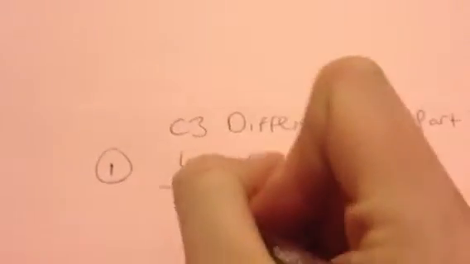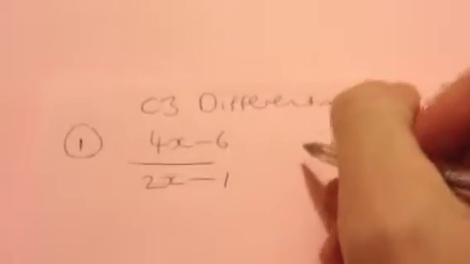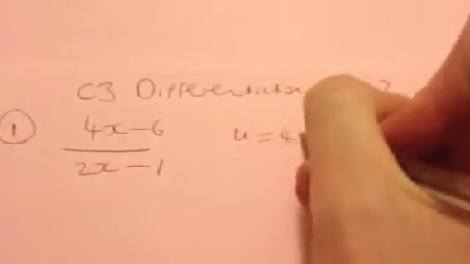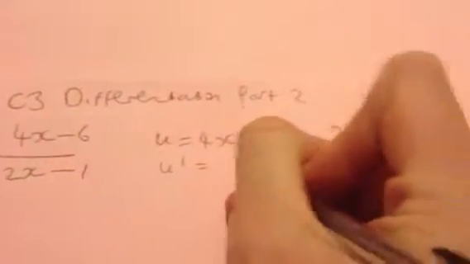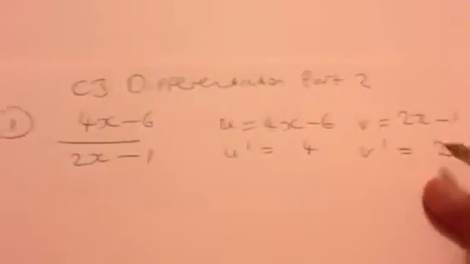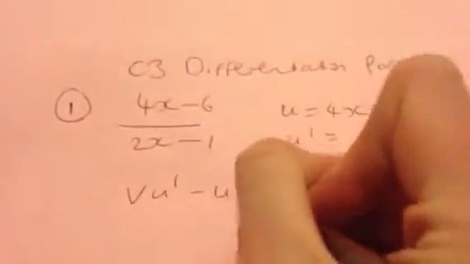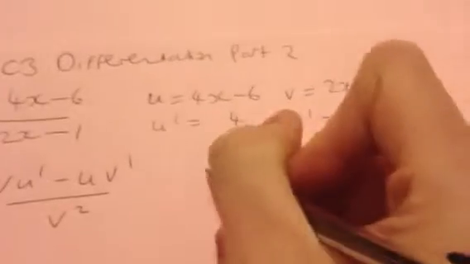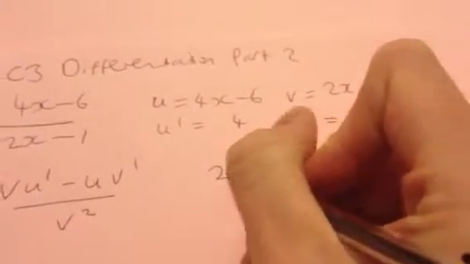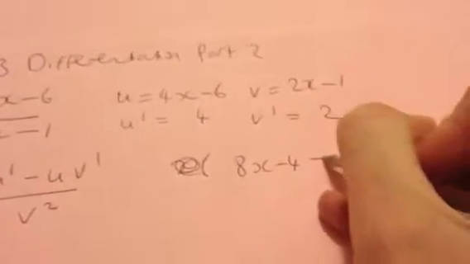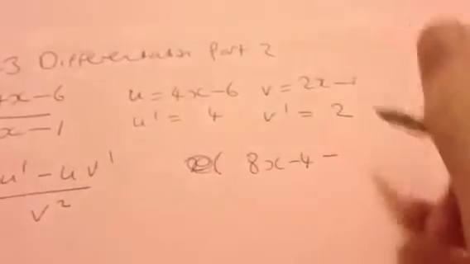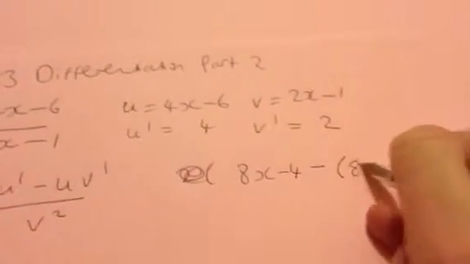Okay, so 4x minus 6 over 2x minus 1. This looks quite simple, and it is. U is 4x minus 6, V is 2x minus 1, U dash is 4, V dash is 2. So it's quotient rule, VU dash minus UV dash. You get 4 lots of 2x minus 1, which is 8x minus 4, and we take away 2 lots of 4x minus 6, so we take away 8x minus 12.